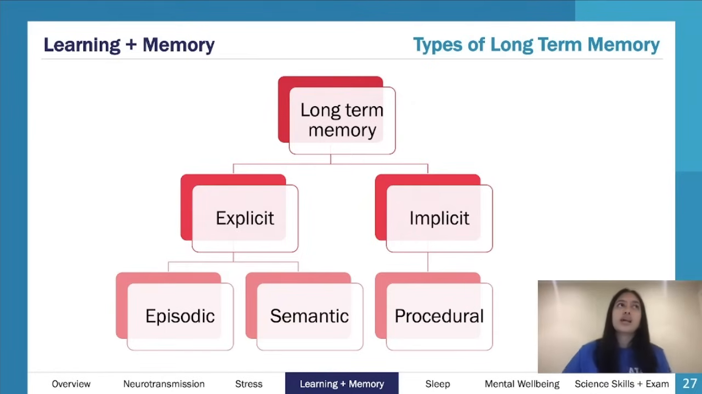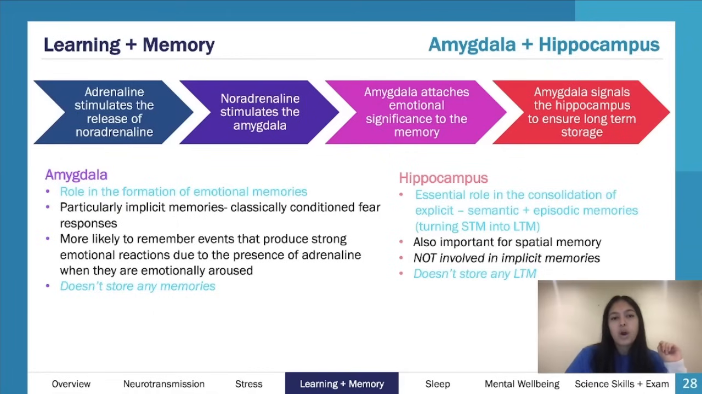You don't consciously think, okay, I have to do this, I have to do this, every time you ride a bike. You don't consciously think, okay, I have to go here, I have to hold my arm up, while you're brushing your teeth. So that's why it's procedural. And classically conditioned kind of fits under implicit as well, because you don't consciously recall the memory of things that are classically conditioned.